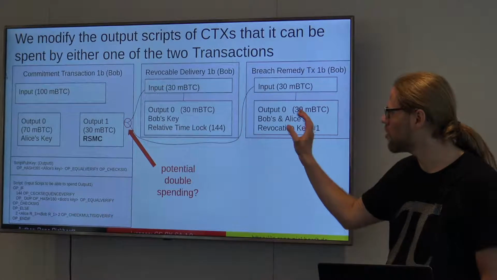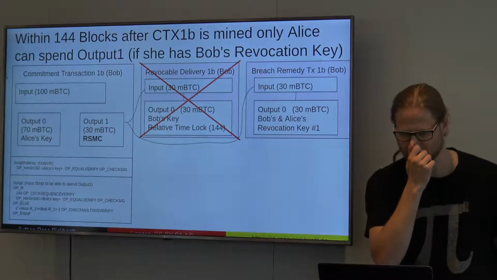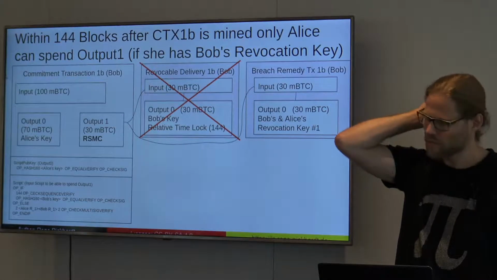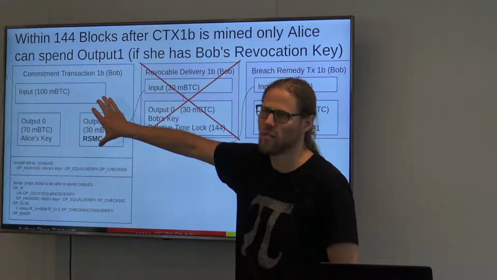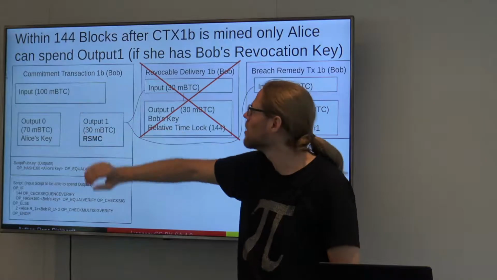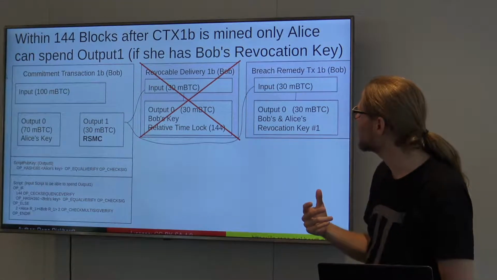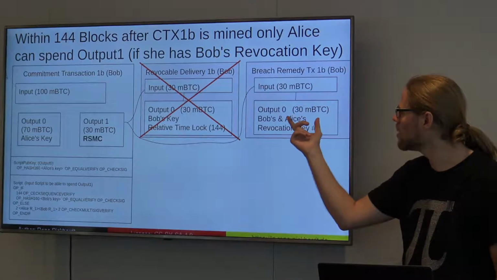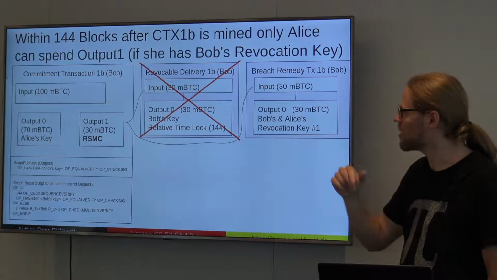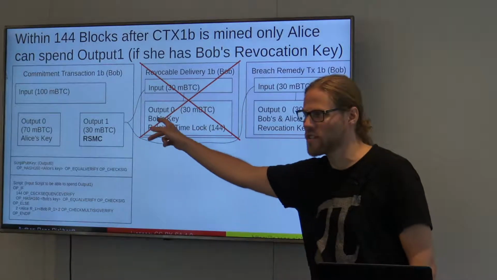All right, so what does this help us to modify the output like this? Well, let's assume that the commitment transaction gets published on the blockchain. Within the first 144 blocks, what can happen is only Alice is able to spend this output, because Bob with his key can't do anything.